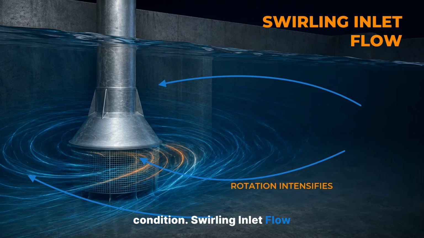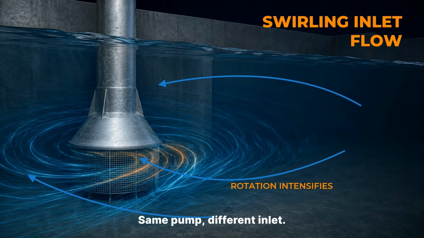Swirling inlet flow. Now compare that with a strong swirling approach flow. The liquid is still moving toward the pump intake, but it also contains a significant rotational component. As that rotating liquid converges toward the intake, the swirl can intensify. The pump is no longer receiving the clean inlet condition that the hydraulic design expects.